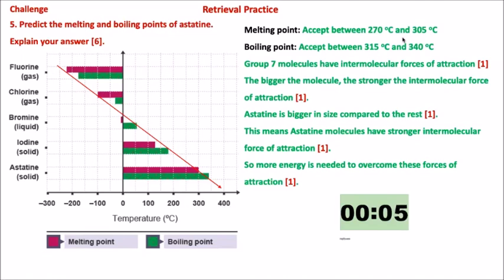So the question is, we have predicted, okay? So you predict by drawing this and extrapolating a straight line. And wherever it cuts there, that becomes your boiling and melting point for the one you're looking for. The next bit is to explain. Explain gives you 5 marks.